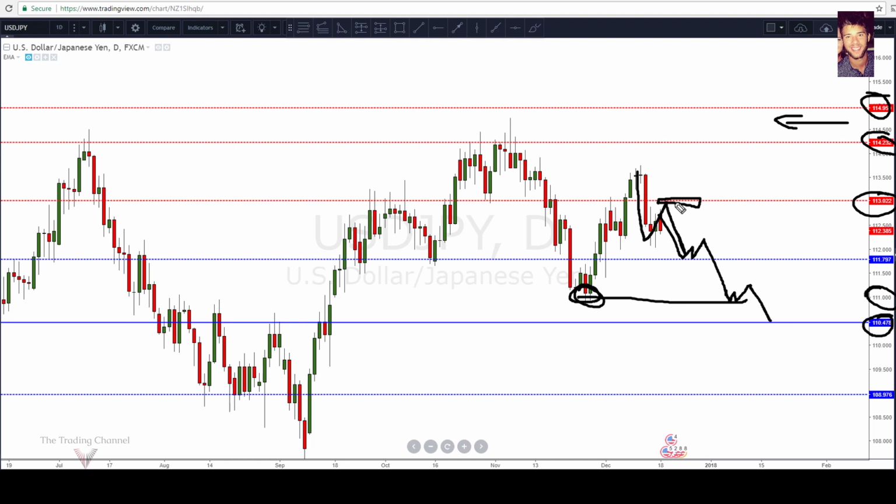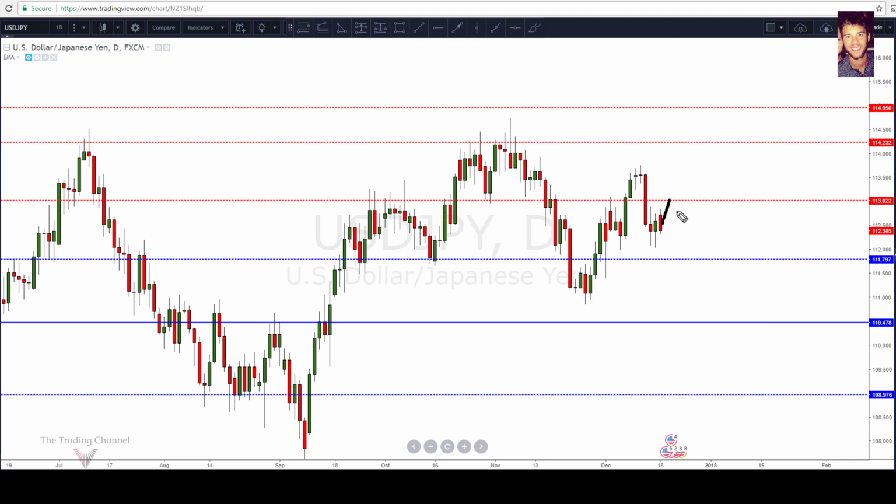Now, as for resistance, other than the market making it to the 113 even handle and giving us a reason to go short, if we break above that, we can look here around the 113.5 area. With the standalone resistance to our left, if we get above that, we're looking at 114.23 as our next level of resistance for the dollar yen. And that's what we're going to be paying attention to on this pair for the remainder of this week.